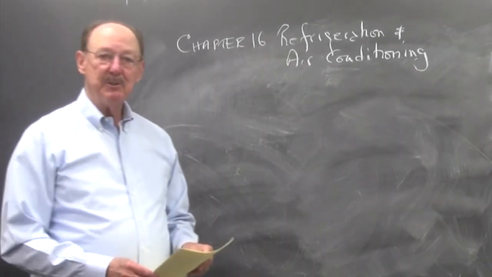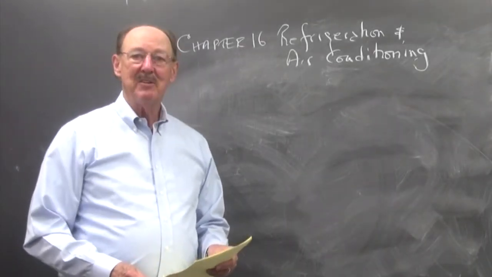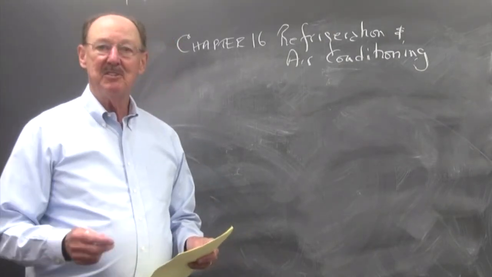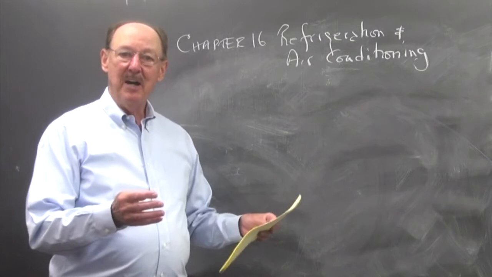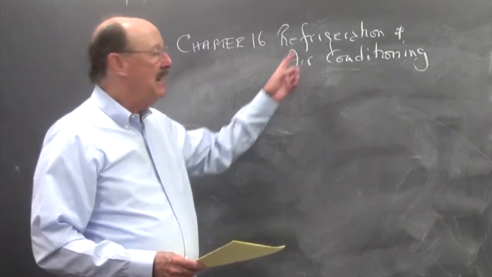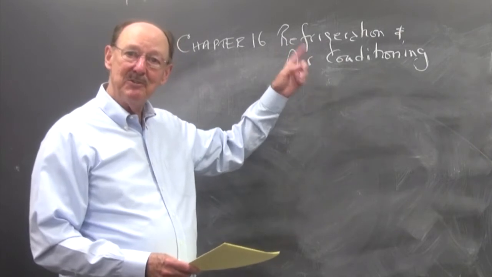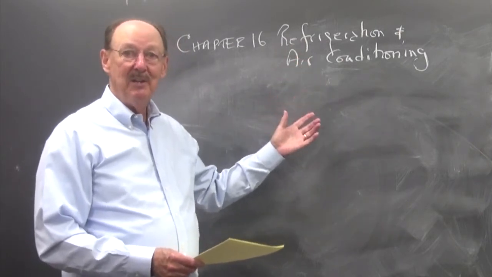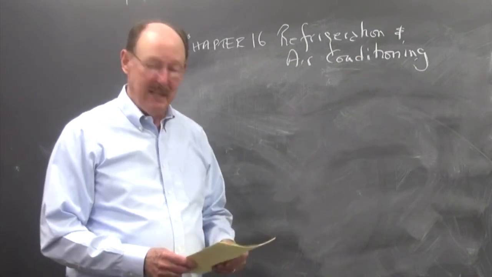Chapter 16 is about refrigeration and air conditioning. Modern life depends on these technologies. Can you imagine food preservation 100, 200 years ago? They didn't have refrigeration. And they had ice, so they could use ice, and we'll get to using ice as refrigeration. But mostly, you had to have fresh food, and that's what you used.